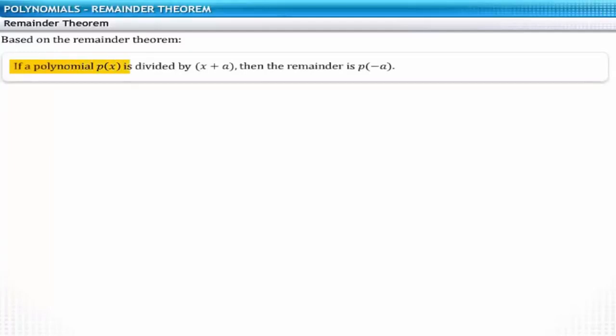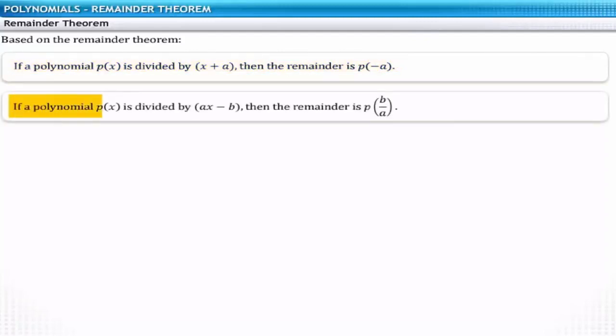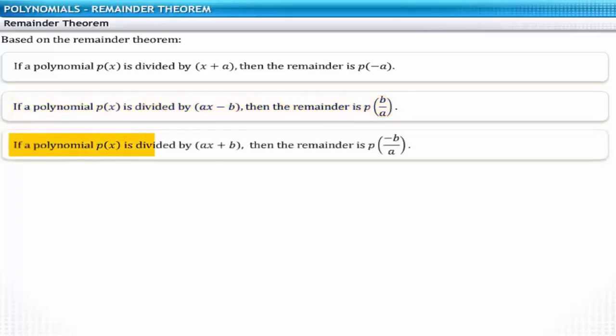If a polynomial P of x is divided by x plus a, then the remainder is P of minus a. If a polynomial P of x is divided by ax minus b, then the remainder is P of b divided by a. If a polynomial P of x is divided by ax plus b, then the remainder is P of minus b divided by a. Let us apply these guidelines to solve some problems.